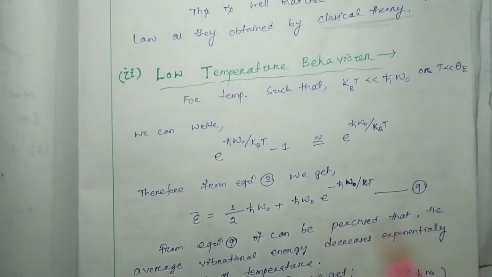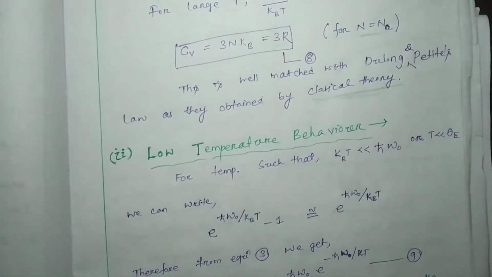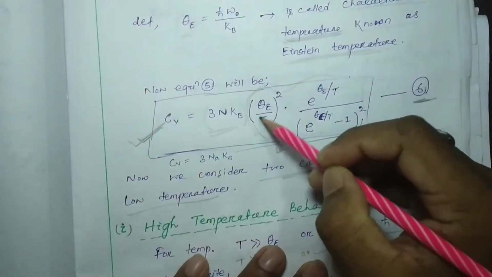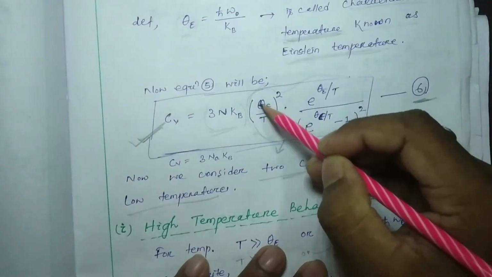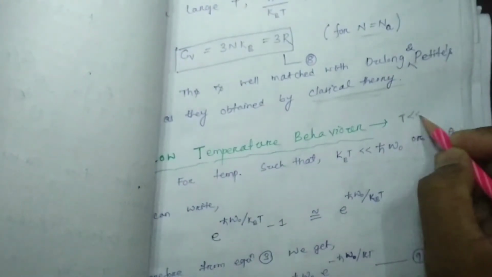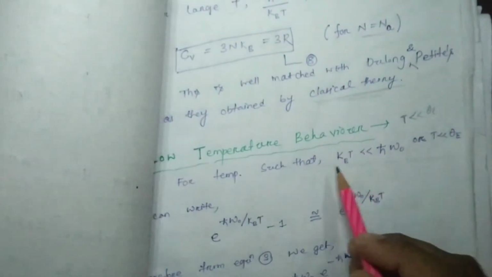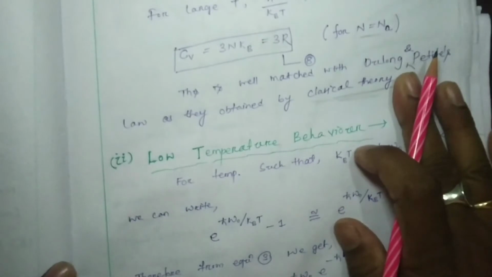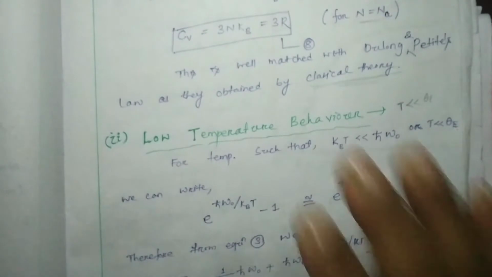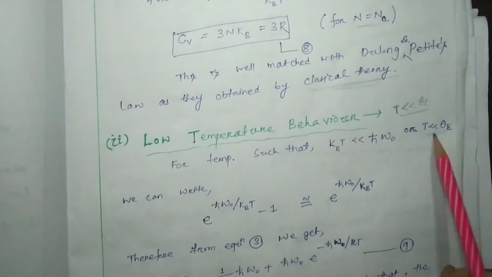Okay, that means if we are going to consider KBT, that means T, here we are considering actually this factor theta E by T. So here T is less than theta E. If T is less than theta E, that means theta is nothing but H cross omega by KB, right? So automatically KBT will be less than H cross omega 0, or you can say T is less than theta E.